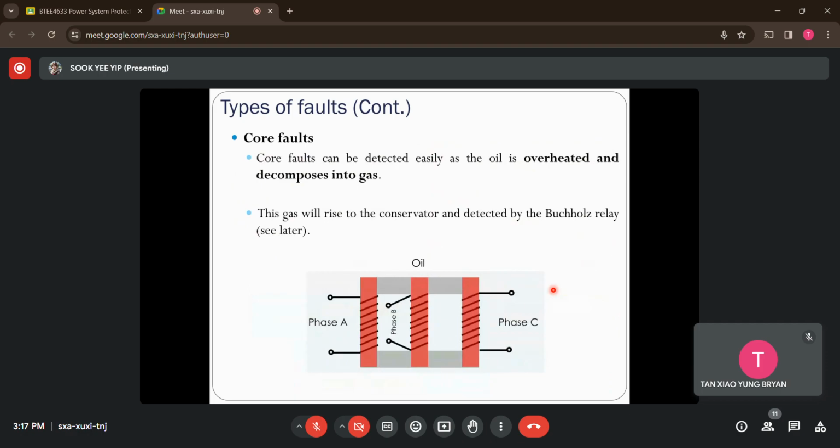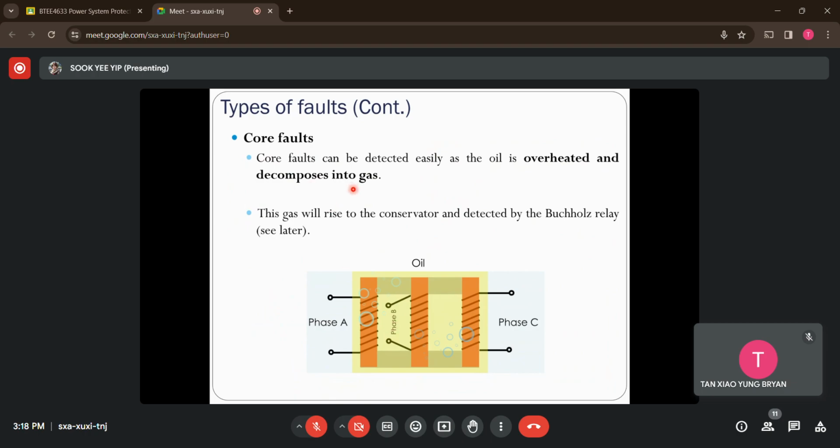Luckily, due to the design of the transformer, core faults are still able to be detected. We know that the transformer core is submerged inside the tank that is filled with oil, all right? So whenever we have high current causing overheating, the high temperature generated will cause the oil temperature to increase as well. As a result, the oil will decompose into gas.